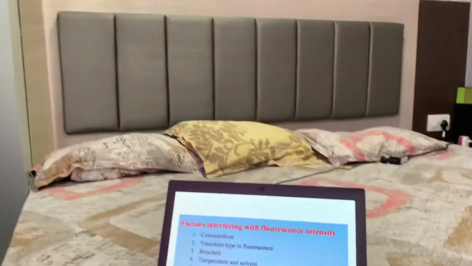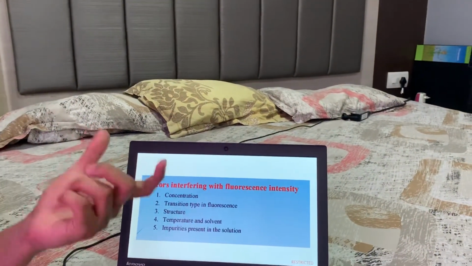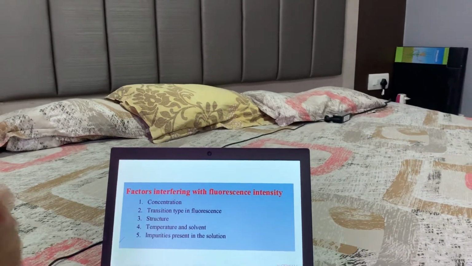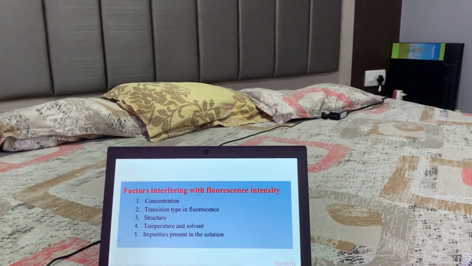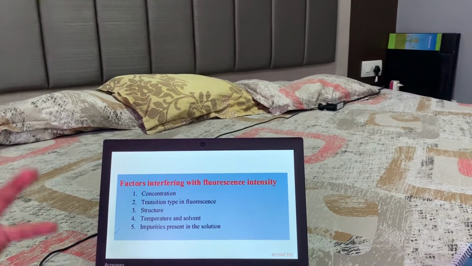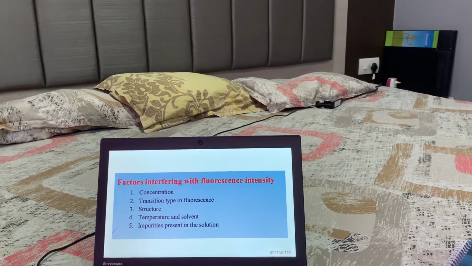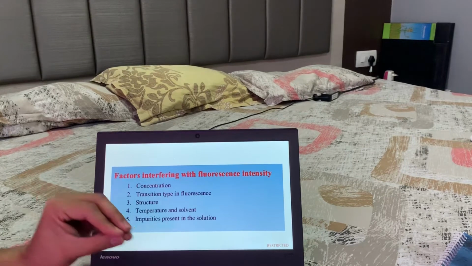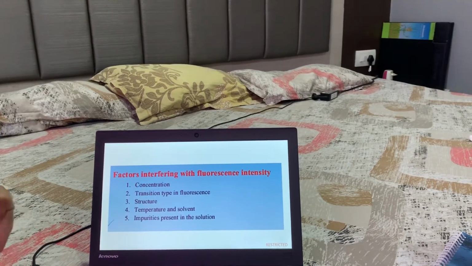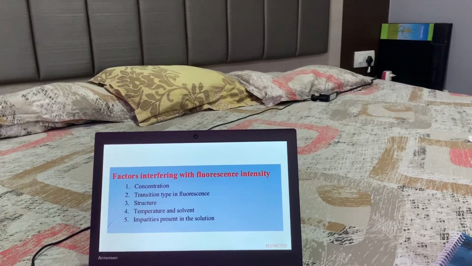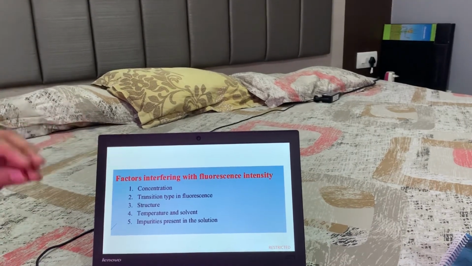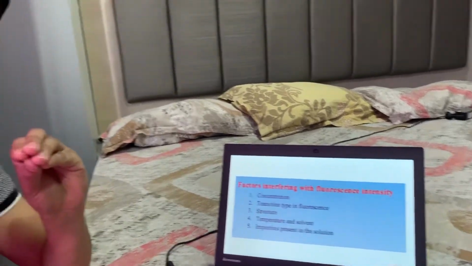And these are the factors, because these are transitions. Remember the concentration, if it is highly concentrated, sometimes it's very difficult to detect. The structure of the molecule also plays a very important role, as do the temperature and the solvent, and if there are any impurities in the solution, this will also affect the absorbance in fluorescence spectrophotometry. So try to remember these points when you measure any fluorescence spectroscopy.